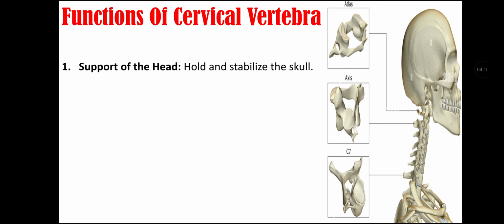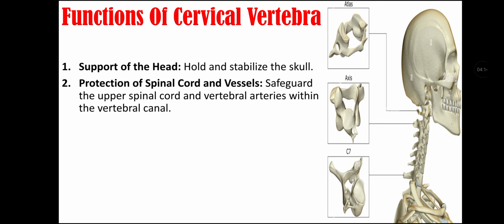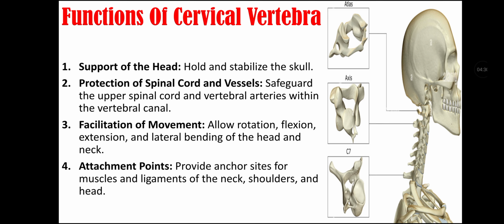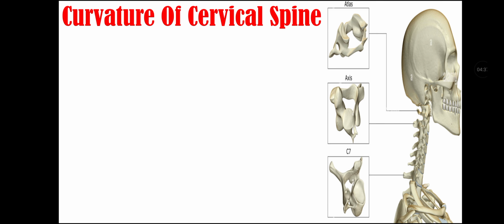Functions of cervical vertebra. First, it supports the head as it holds and stabilizes the skull. Second, protection of spinal cord and vessel as it safeguards the upper spinal cord and vertebral arteries within the vertebral canal. Third, facilitation of movement as it allows rotation, flexion, extension, and lateral bending of head and neck. Fourth is attachment point as it provides anchor sites for muscles and ligaments of neck, shoulder, and head.